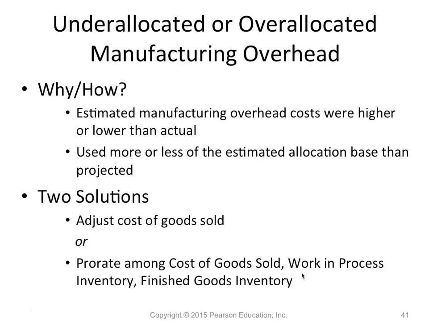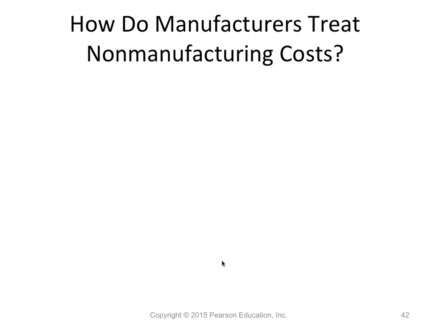So there will be two solutions. We can either adjust cost of goods sold on our books, or we can prorate among cost of goods sold, work in process inventory, and finished goods inventory. Cost of goods sold is on the equity side. Work in process inventory is on the left side as an asset, and finished goods inventory is also an asset. So we're going to adjust both the equity side as well as the asset side.